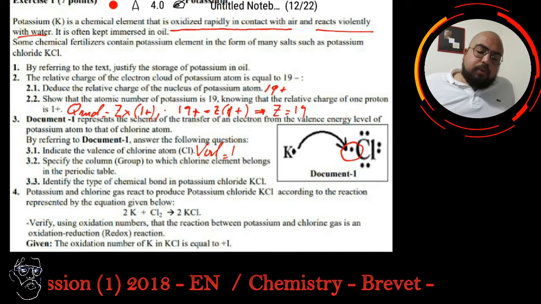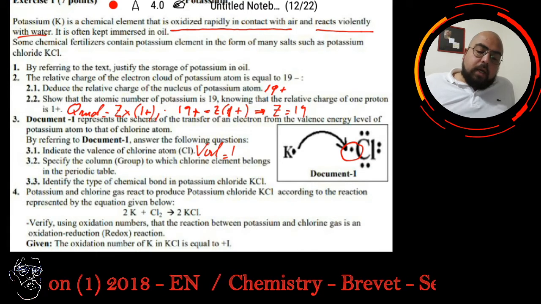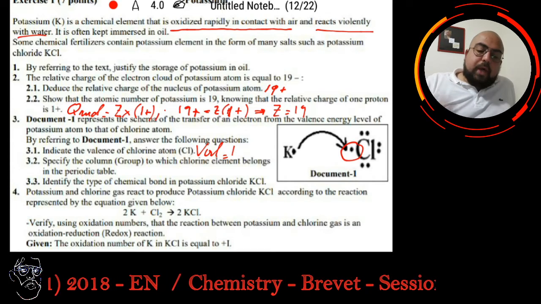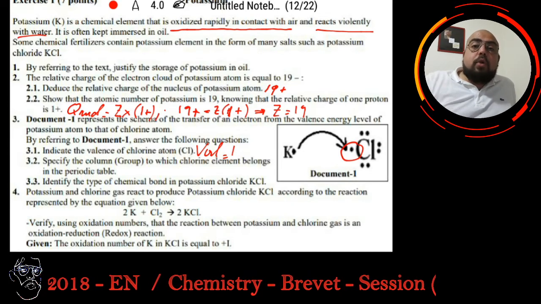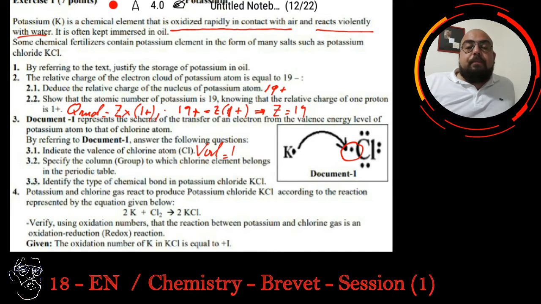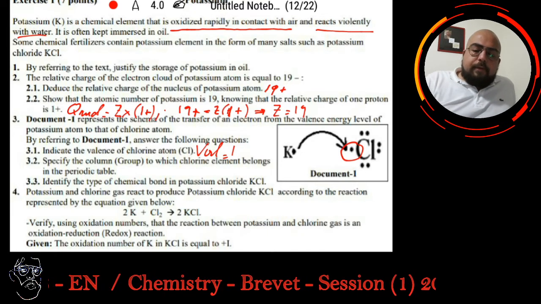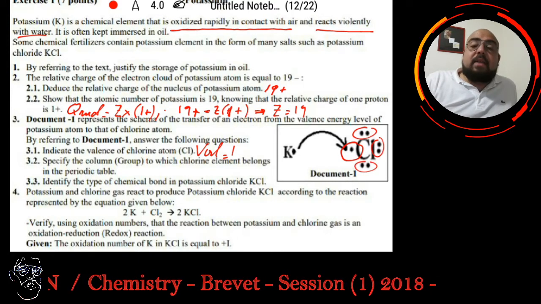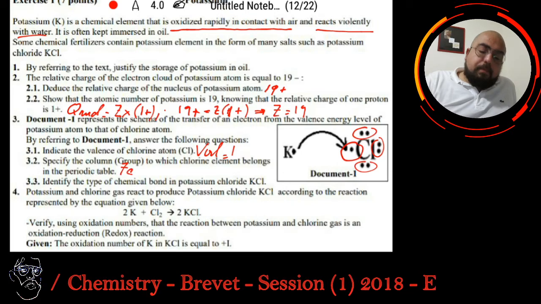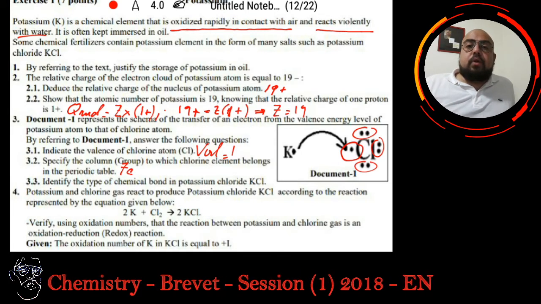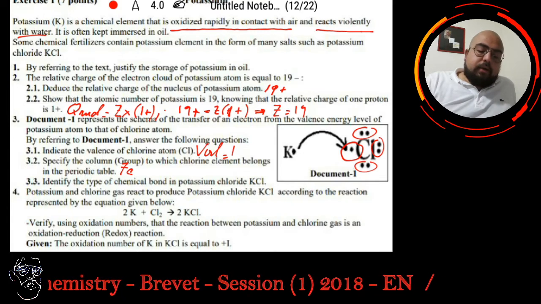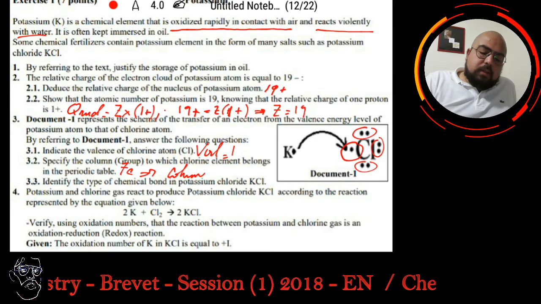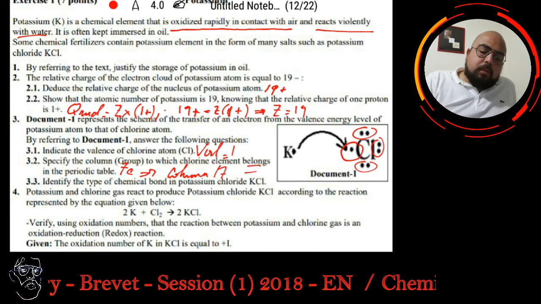Specify the column group to which chlorine element belongs in the periodic table. In order to find out the column or the group, you need to check the number of electrons on the peripheral energy level. So we have for chlorine 2, 8, 7. We have 7 peripheral or external electrons on the external energy level. So the column will be 17, or the group will be 7.